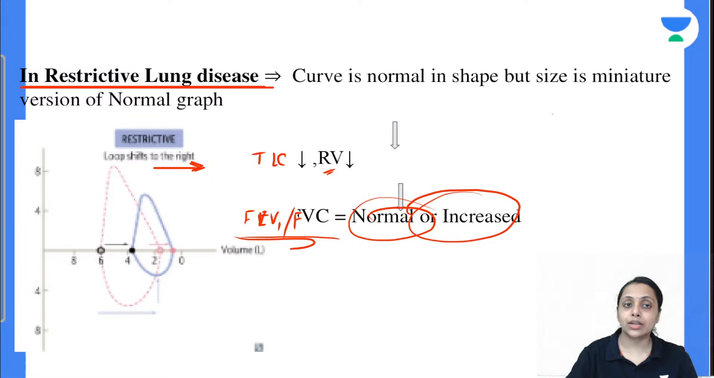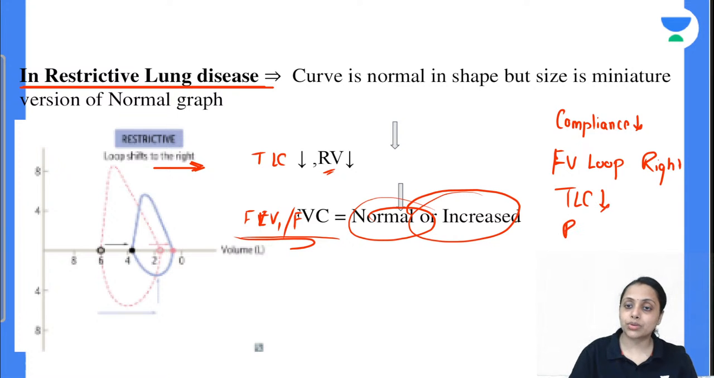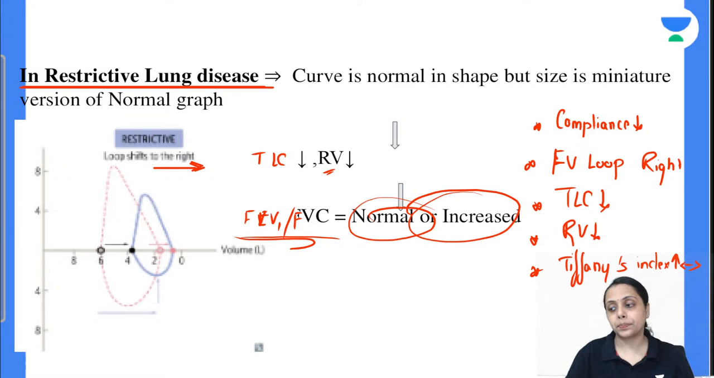बिल्कुल याद रखिएगा, during restrictive lung disorder, compliance is going to decrease, flow volume loop is going to shift towards the right, and right shift की वजह से क्या होगा, total lung capacity decreases, residual volume decreases and the Tiffeneau index increases or remains normal. So all these points are important. Is this clear with everybody?